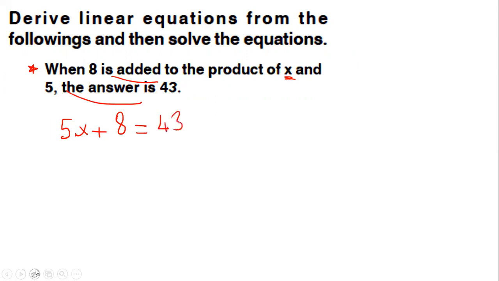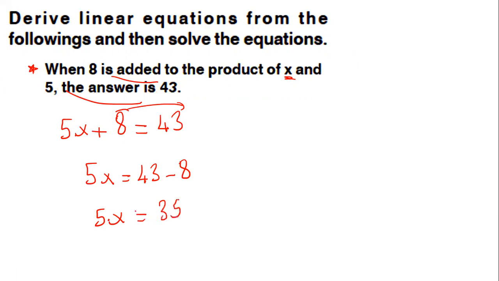And then we are going to use your information from linear equations. Take this 8 to the other side as subtraction. It will give you 5x equals 43 minus 8, which is going to be 35. Remember, 5x means 5 times x, equals 35, and then this 5 goes to the other side as division. So x will be 35 divided by 5, x will be 7.